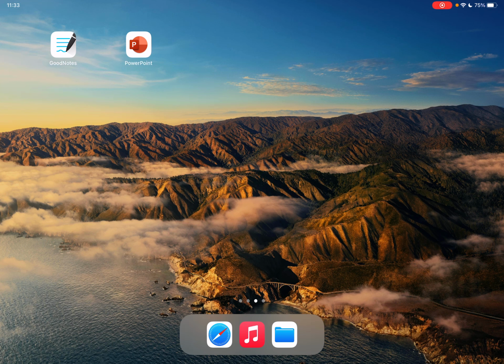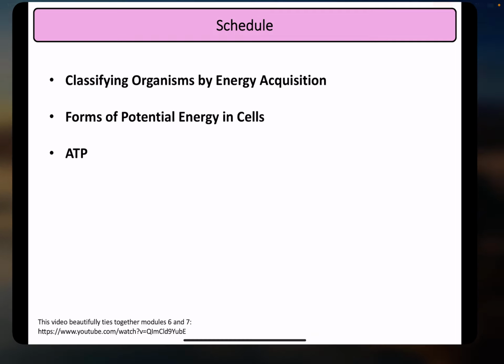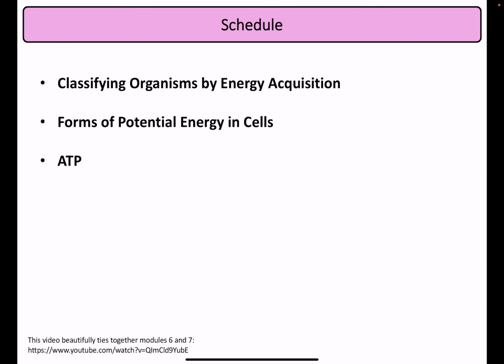Welcome to the virtual lecture on an introduction to metabolism and ATP. In this video, we're going to classify organisms by how they acquire energy. We're going to discuss the two major forms of potential energy that is utilized by cells. And lastly, we'll talk about a very special molecule called ATP.